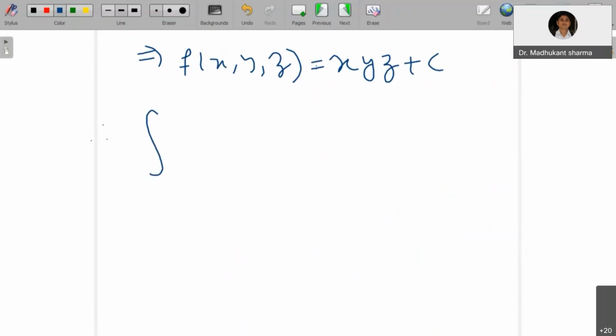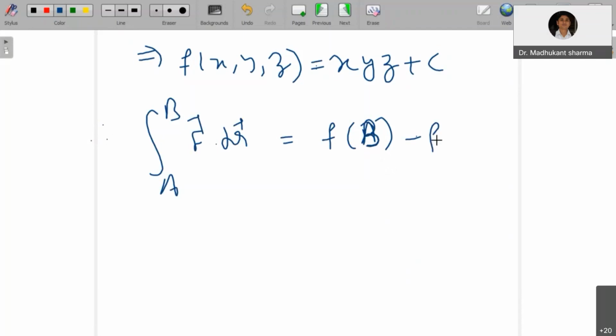Now, therefore, the integral from a to b of F dot dr is equal to f at b minus f at a along any curve, by using the fundamental theorem of line integrals. Okay, so this constant will not matter, right? When you evaluate f of b minus f of a, c is fixed, and it will get cancelled.